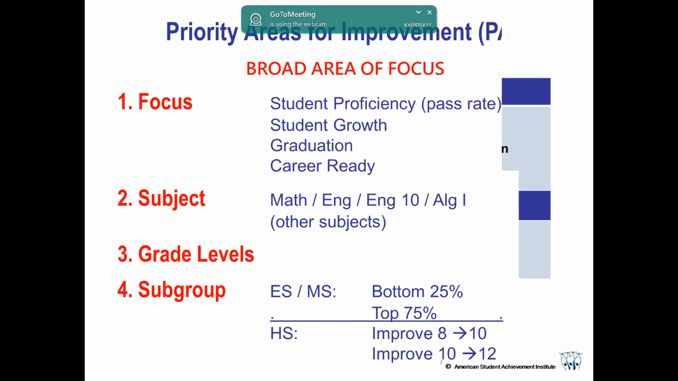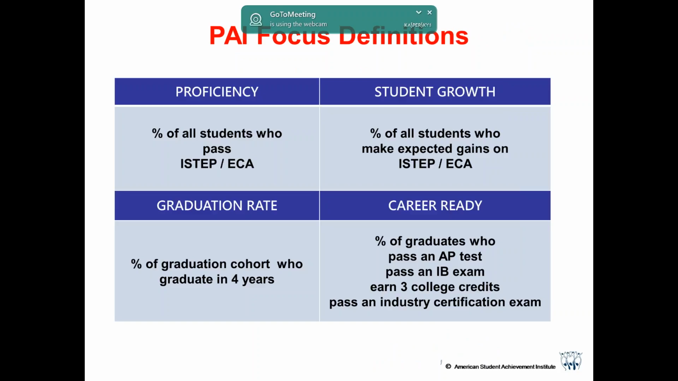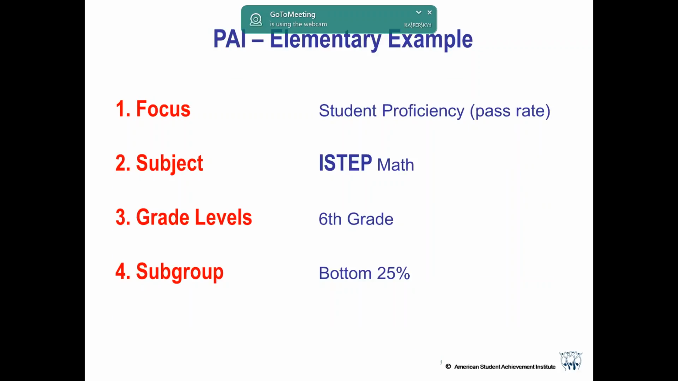Okay, so here are the definitions. When we talk about proficiency, we're talking about the percentage of students who pass ISTEP or ECA. When we talk about student growth, we're talking about the percentage of students who make the expected gains on ISTEP or ECA. We're going to increase that. Graduation rate is the percentage of the graduation cohort who graduate in 4 years. And career ready means the percentage of graduates who pass an AP test or an IB exam, or who earn 3 college credits, or pass an industry certification exam. So that's what we're looking at in terms of defining those terms. Okay, so that's the PAIs, and here are some examples.